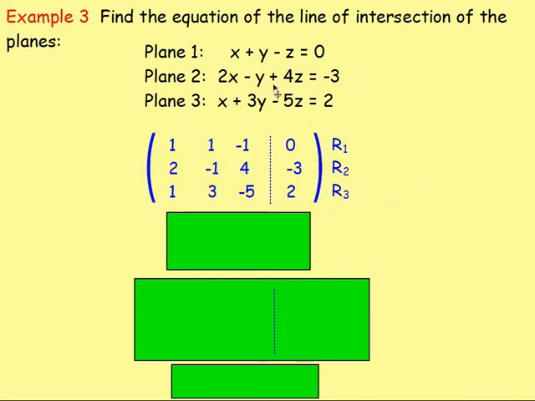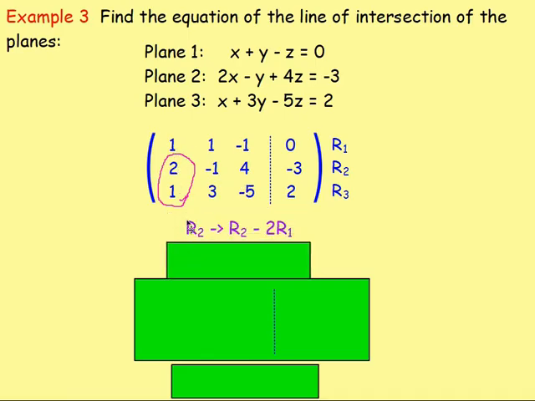Take the coefficients of x, y, and z, so we'd have 2, -1, and 4, and that would equal -3. And for row 3, we'd have 1, 3, -5, and 2. Remember, with your Gaussian elimination, once again, just like the last example, we want to set these values equal to 0. So to do that, use row 1. So with row 2, what would happen to row 2? Well, you'd have 2 take away, and if we double row 1, that would give us 0. So we can have row 2 take away 2 row 1. With row 3, well, we've got 1 here and 1 here, so how do we make 0? Well, we just subtract.